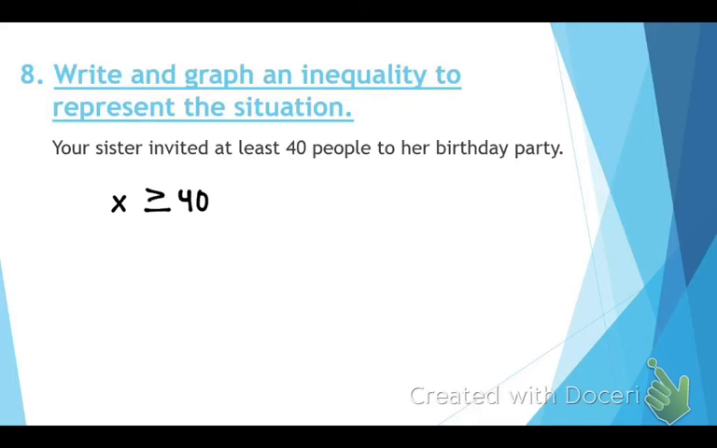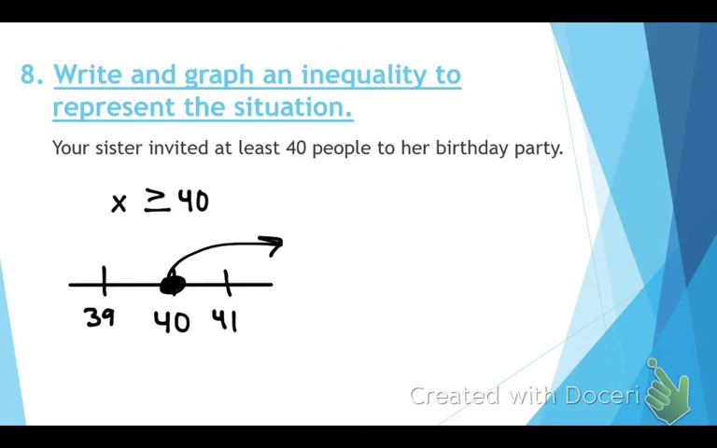Any number that's 40 or greater could be how many people she invited. She invited a lot of people to her party. So here we've got 39, 40, 41. Closed circle. Remember, when there's an equal sign, it's a closed circle. All solutions are greater than 40.